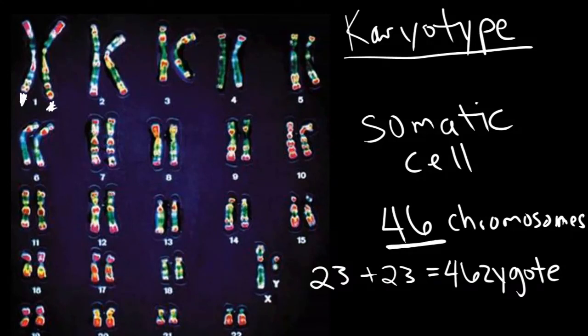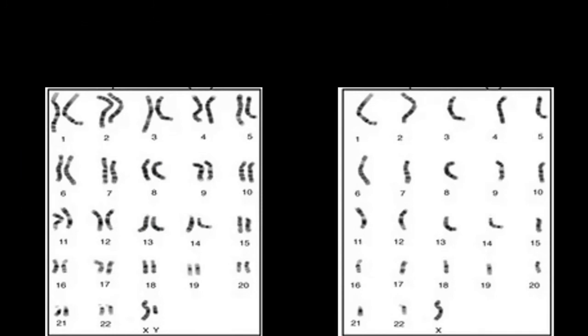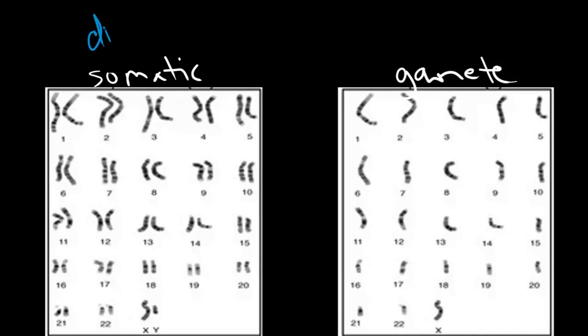Let's talk about a couple of terms real quick, and we'll wrap up this video. Here we have two karyotypes. The one on the left is from a somatic cell, a regular body cell. The one on the right is from a gamete, or a sex cell. What you'll notice is the one on the right has half the number of chromosomes. There are terms for that. The one on the left, the total full 2 sets of all the chromosomes, is known as diploid, or 2N, meaning 2 sets. N denotes 1 set of the chromosomes.